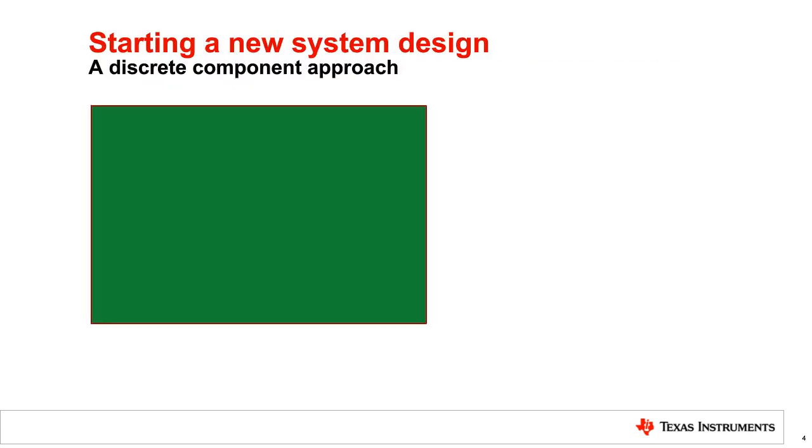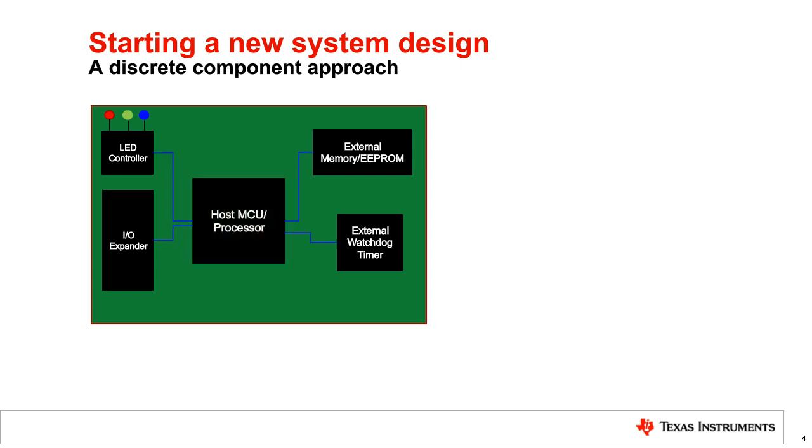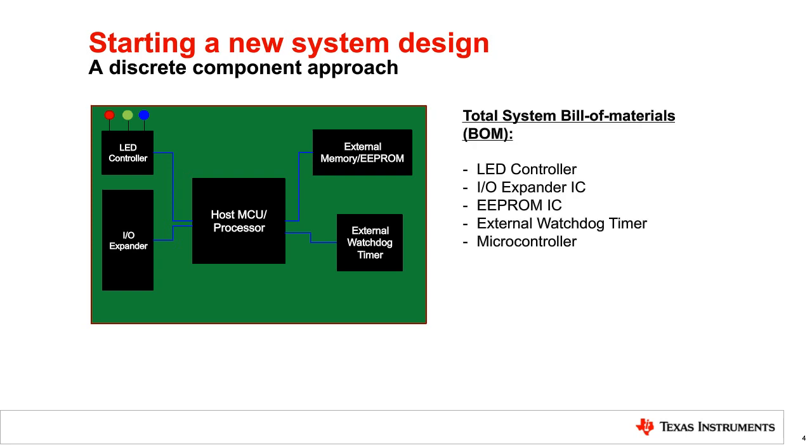And so if we were to look at it from a discrete component approach, it's maybe something that a customer might have done in the past. I'm going to run through an example scenario. Say I wanted to control a few LEDs. So I would put down an LED controller IC. Maybe I needed some external memory, so I put down an EEPROM chip, need some IO expansion, and an external watchdog timer. And of course, you have your main host MCU or your processor. So for your total system BOM with this very basic application, you're looking at already 5 components on your board.